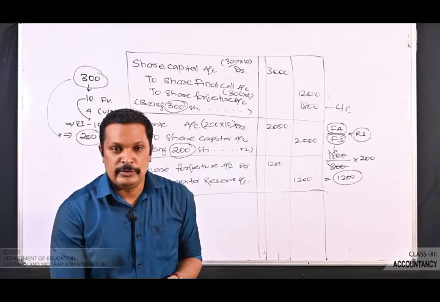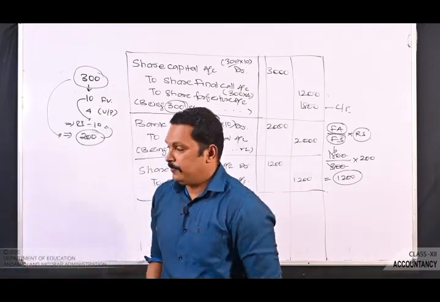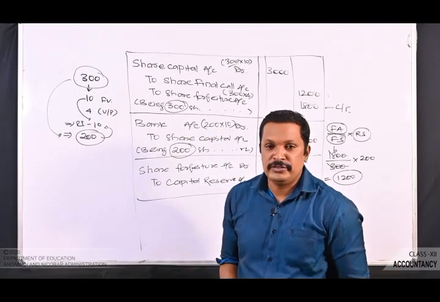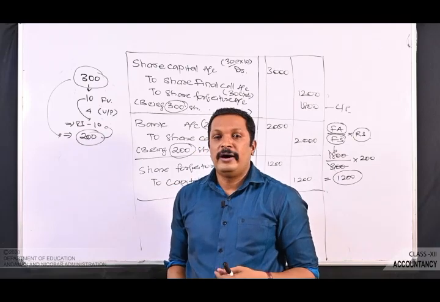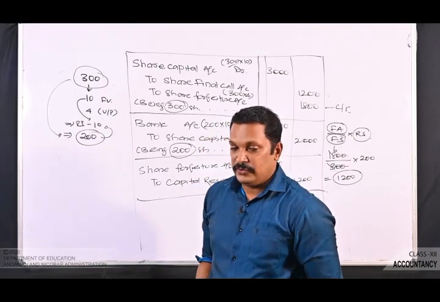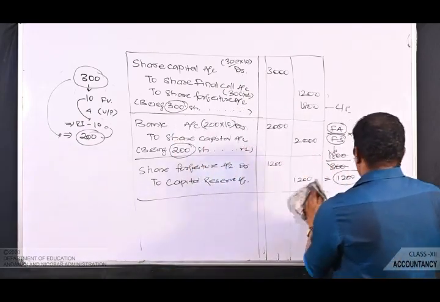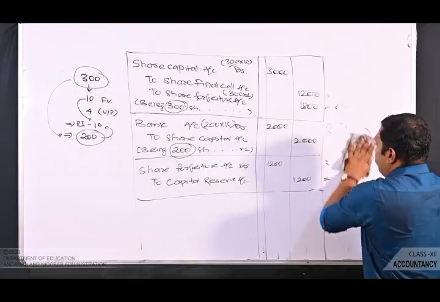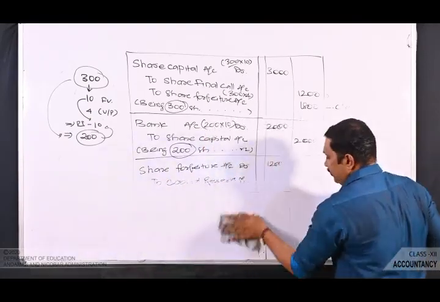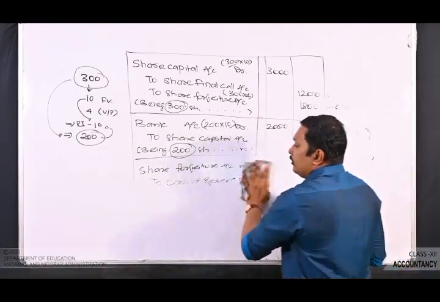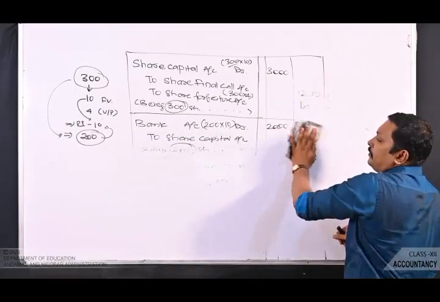I hope you understood the problem, right? So far what we learned? We learned how to pass forfeiture entry, how to pass reissue entry, and how to pass the capital reserve entry, right? The three important entries are there. So from the next class, I am going to teach the comprehensive problem. What is comprehensive problem? The problem consists of share application till the capital reserve.